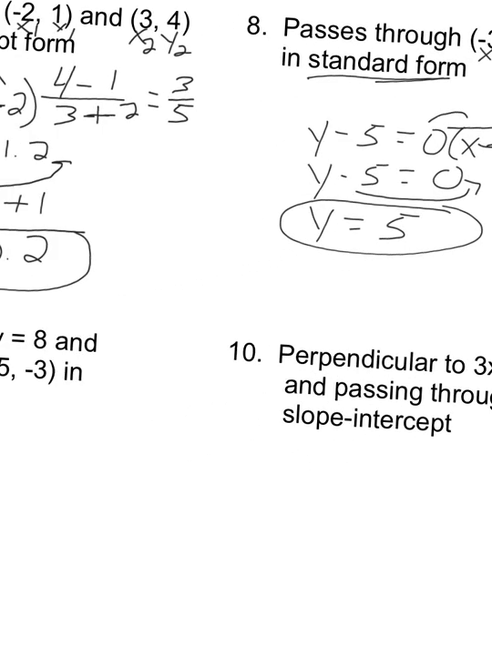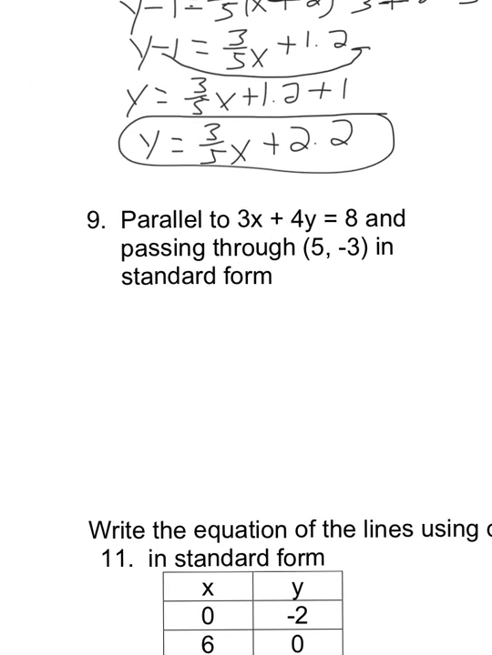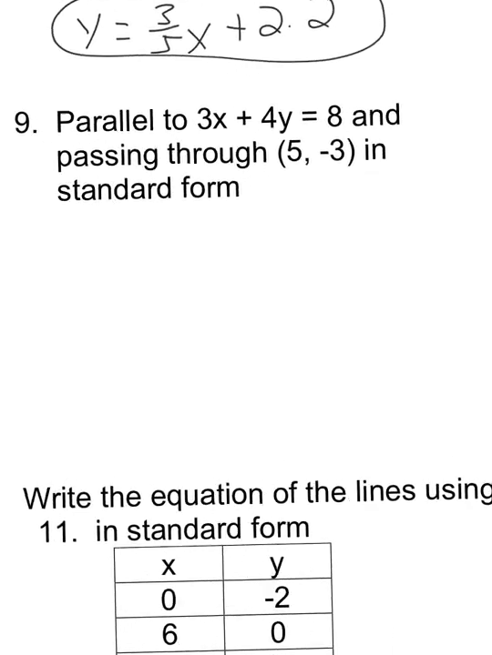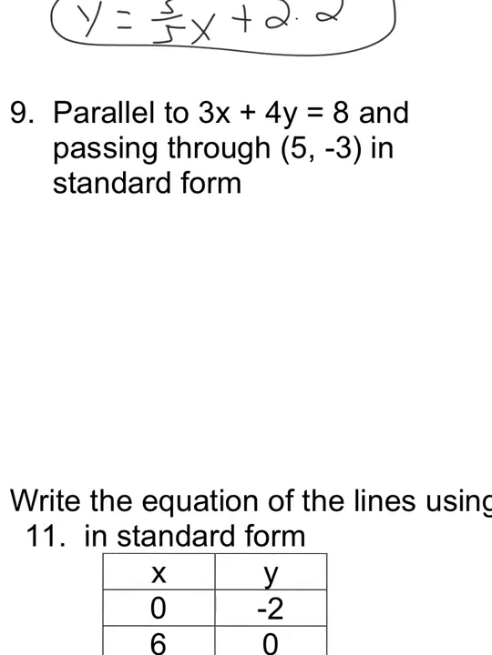Number 9. Number 9 is asking for a parallel line going through that point, 5, -3. In order to be parallel, the slopes must be the same. They must be equal. So I've got to find the slope. How I find the slope is by putting the equation, which is in standard form, into slope-intercept form so I can identify my slope. In order to do that, I have to move my x to the other side of the equal sign.